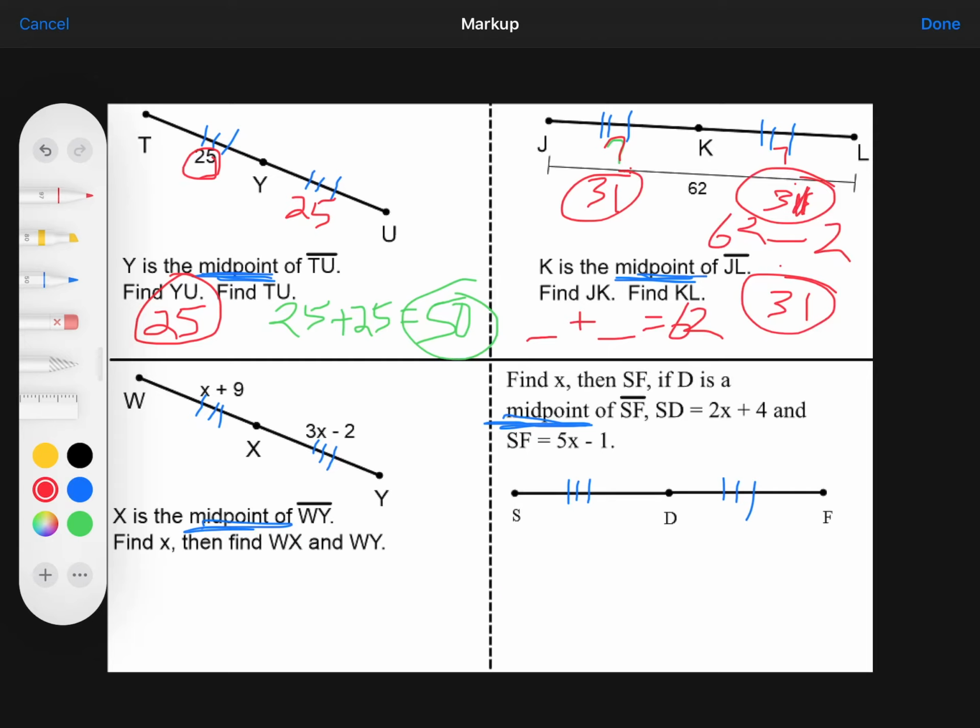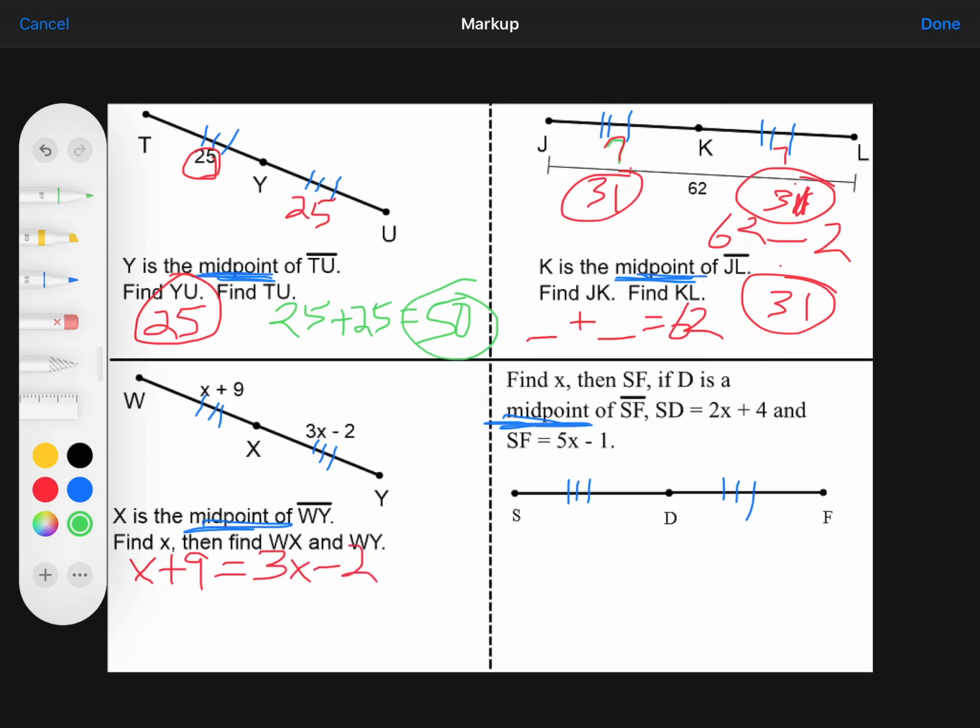Here on the bottom are the new problems, and most of your new problems will look like this first one on the bottom left. The two pieces are the same. So on the top left, they were 25 and 25. On the top right, they were 31 and 31. Here they have two algebra expressions, but we know they are the same. What makes sense to do for midpoint when things are the same is to put an equal sign. The first part is equal to the second part.